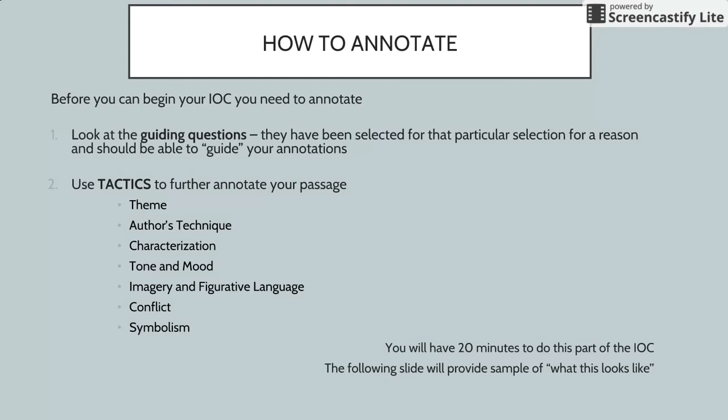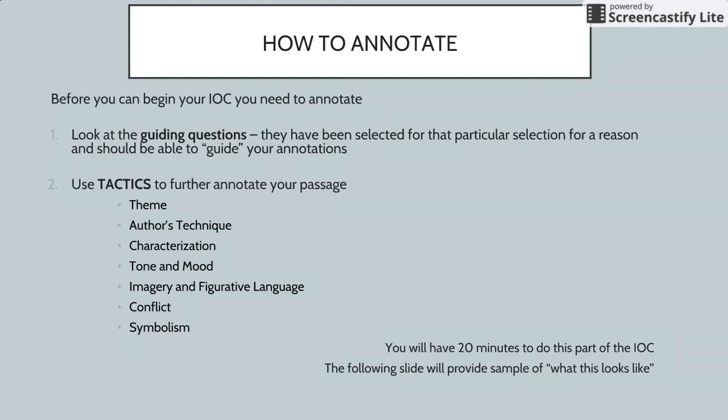So when you are handed a passage at random, you will have 20 minutes to annotate your selected passage. The very first thing you should do is look at the guiding questions. Those guiding questions have been selected for a reason, and that is because there's guaranteed text evidence in that selection that will back up whatever the guiding question is asking.